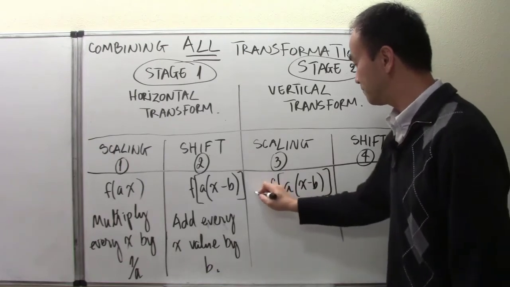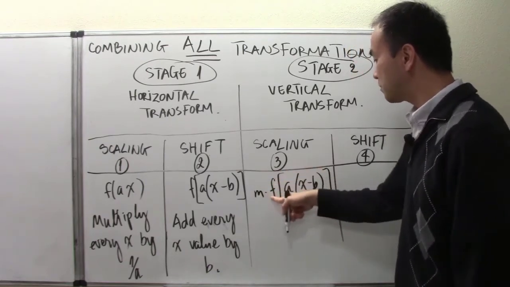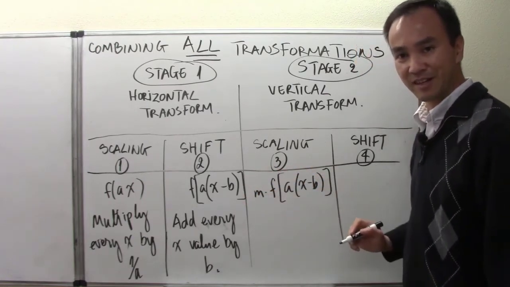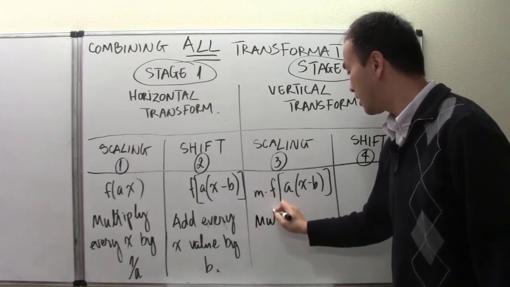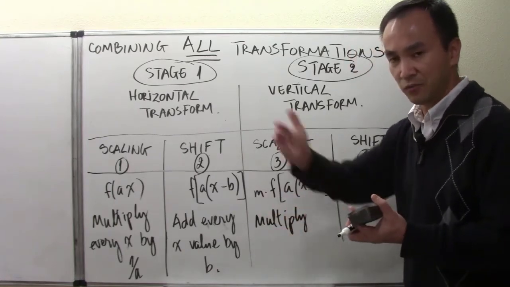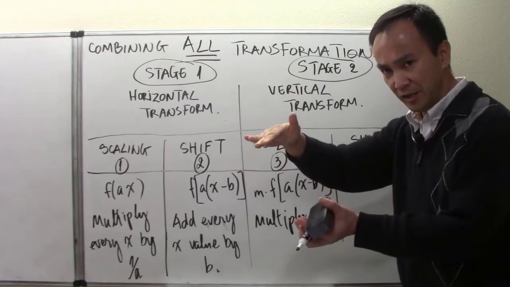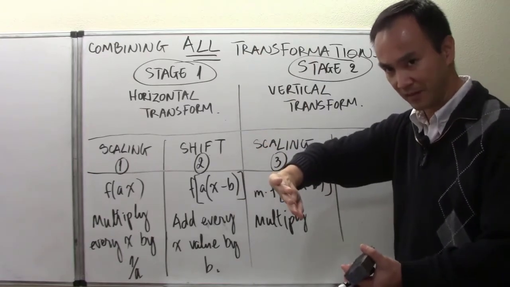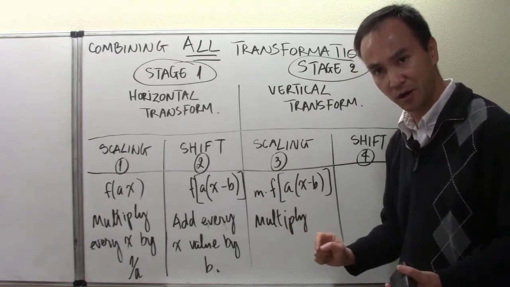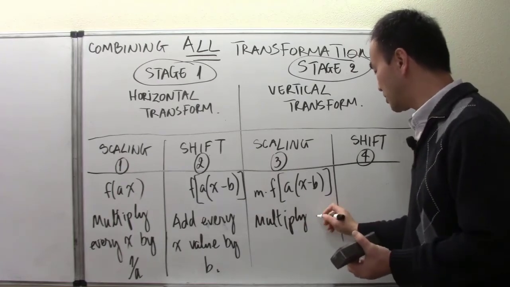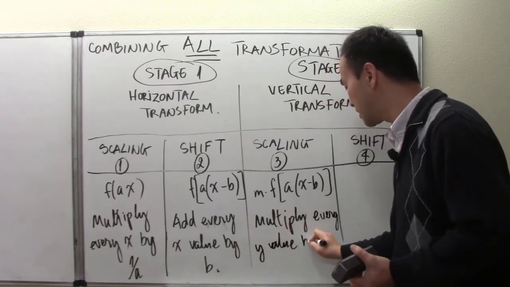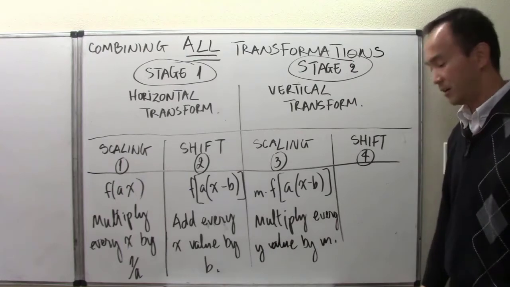We're going to multiply every y value by m, and primarily the form of the expression looks like this. Staying with this guideline, a compression, a stretch, or even a flip vertically is all explained by multiplying every y value by this coefficient m right here. So now we're going to multiply every y value by the coefficient m.